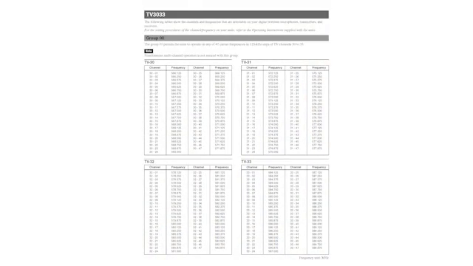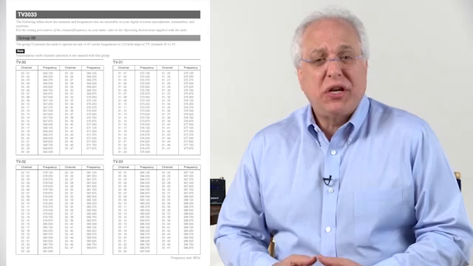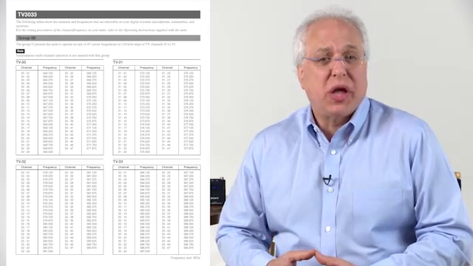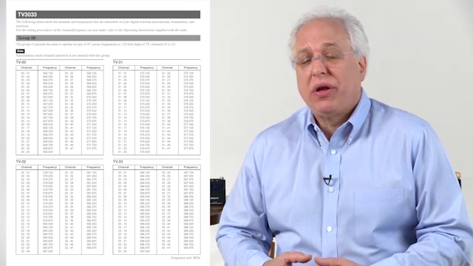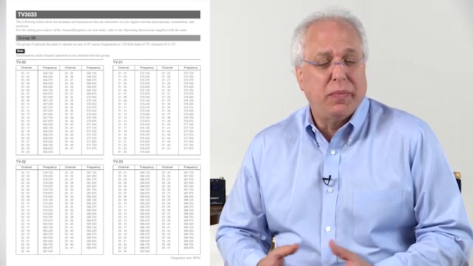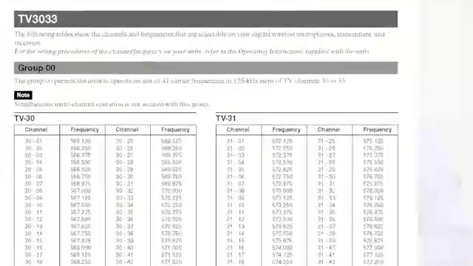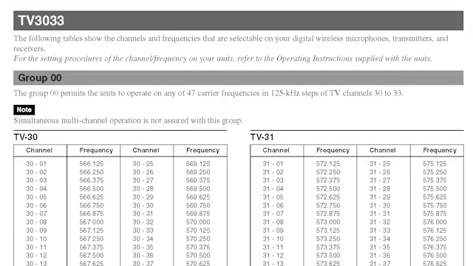This is a frequency and group chart, which by the way comes on a CD-ROM with your wireless mics, and is also available for download in the Resources tab of wireless mics on our sony.com/proaudio website. Although this chart looks a bit complex, let's break it down. You'll see that this page is the channel listings for Group 00, for UHF TV channels 30 through 33. You'll also see that in this chart there is 125 kilohertz spacing between adjacent channels.